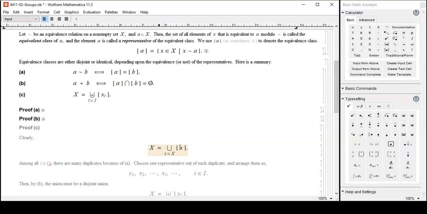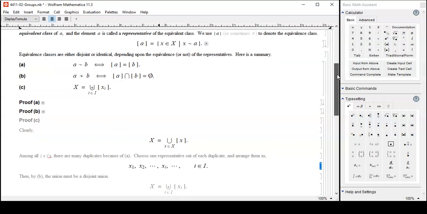But then again, this union is really inefficient because there are so many duplicates. There are so many equivalence classes that are identical, counted twice, thrice, infinitely many times, whatever. So trim those out and choose one, and then throw all the others away, and rearrange all these as x1, x2, x3, and so on and so forth. And that could go on forever as an infinite set, if needs be.